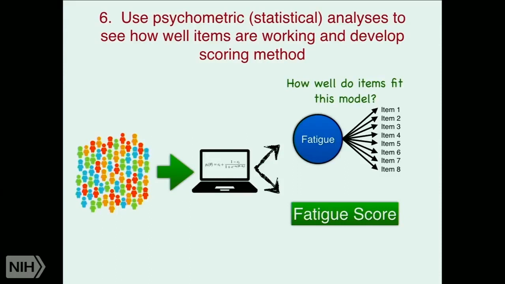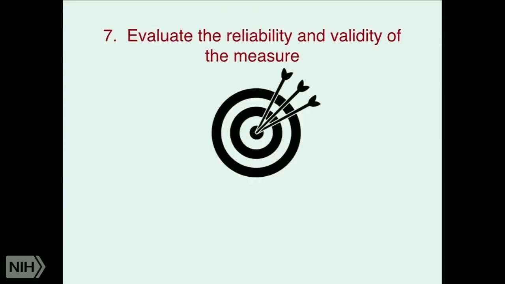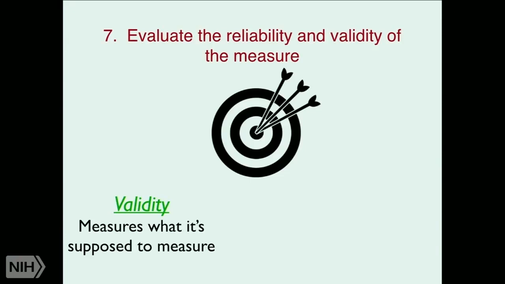Then we're ready for our next step. We've got a measure that we think measures fatigue. We've got scores that we can get out of this measure now. And now the question is to evaluate the reliability and the validity of this measure. And by validity here, we mean that the measure is measuring what it's supposed to measure and nothing else. Right? So we're sort of hitting the bullseye.